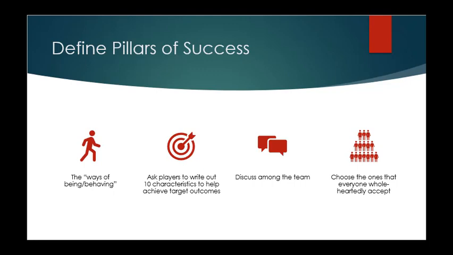And so when we define our pillars of success, it's important that we think about the ways that we need to behave, or the ways we need to be, in order to be successful. We should definitely use a group setting for this. A common way of doing this is having your players write down the 10 most common characteristics they feel are needed to help achieve target outcomes.